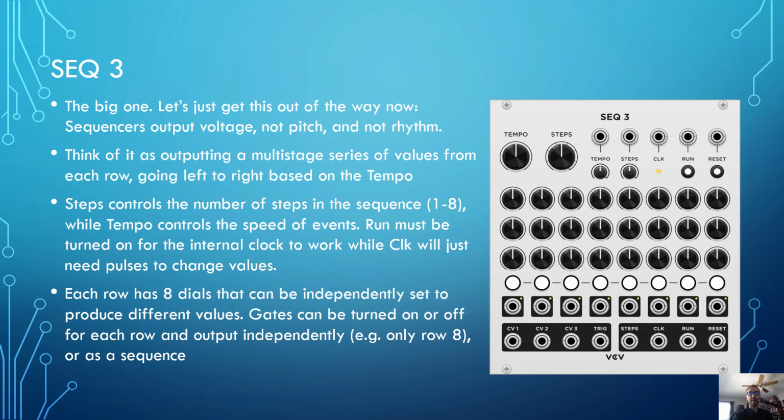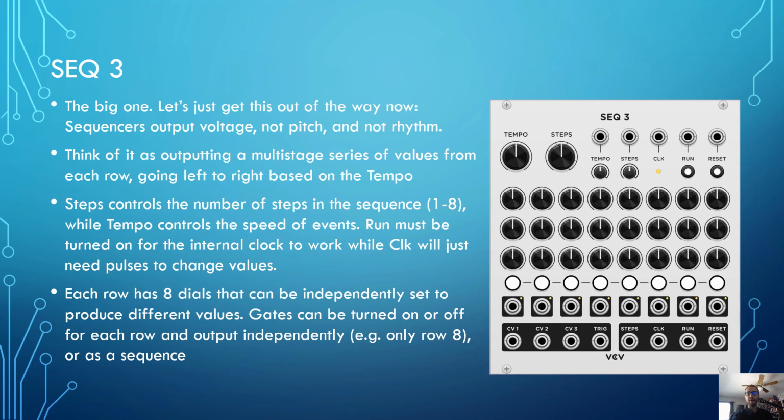Clock can also be used. You have the internal tempo, or you can use clock to clock based on the tempo. And every time it receives a clock signal, it will go to the next step. But again, each row has 8 dials that can be independently set to produce the different values. They have little buttons underneath them that can be turned on or off for each row. If they are on, then they will output whenever that step is triggered. If they are not, then it will be silent and nothing will be output.